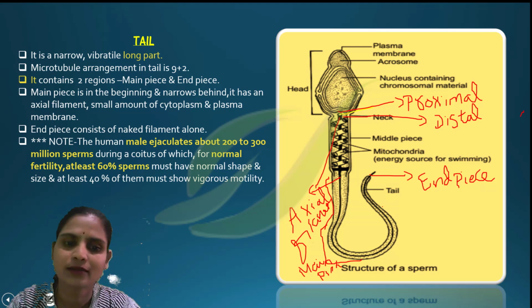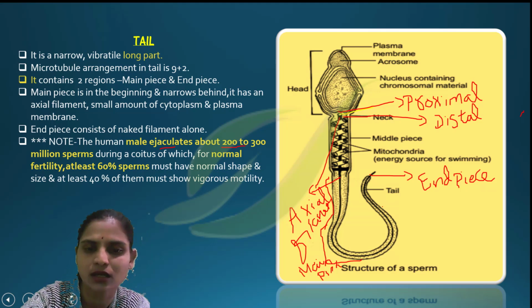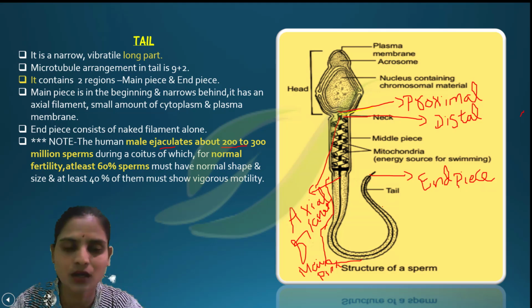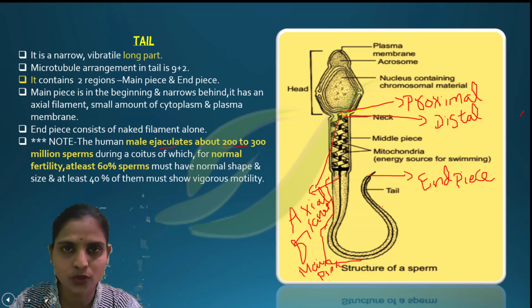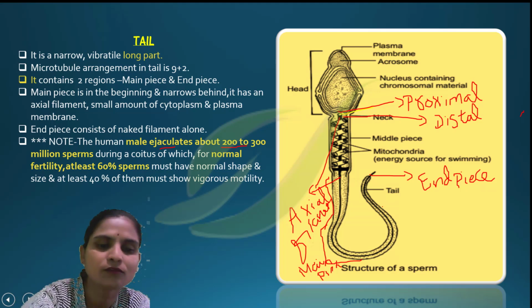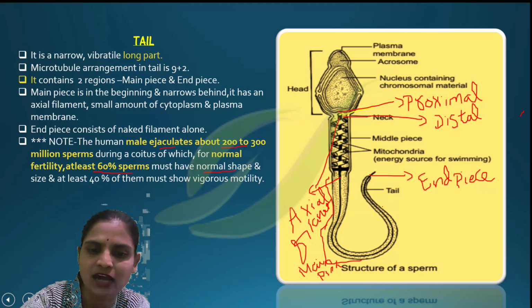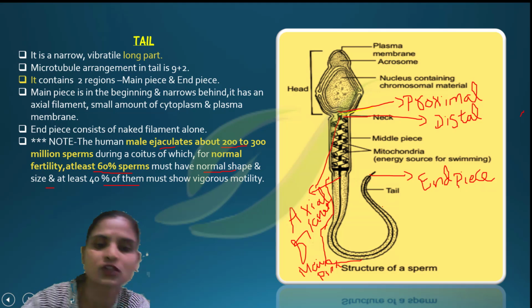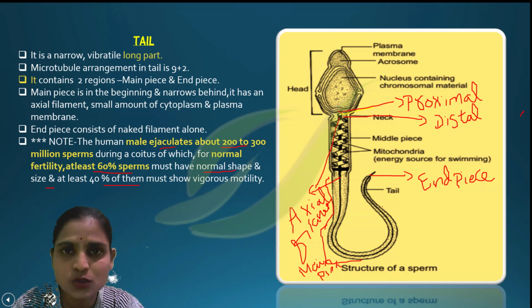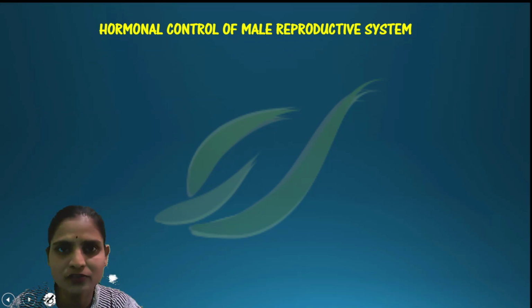Here we can tell that as the human male ejaculates, around 200 to 300 million sperms are released during coitus. For normal fertility, at least 60% of the sperms must have normal shape and size, and 40% of them must show vigorous motility. Next we are going to study the hormonal control of the male reproductive system.